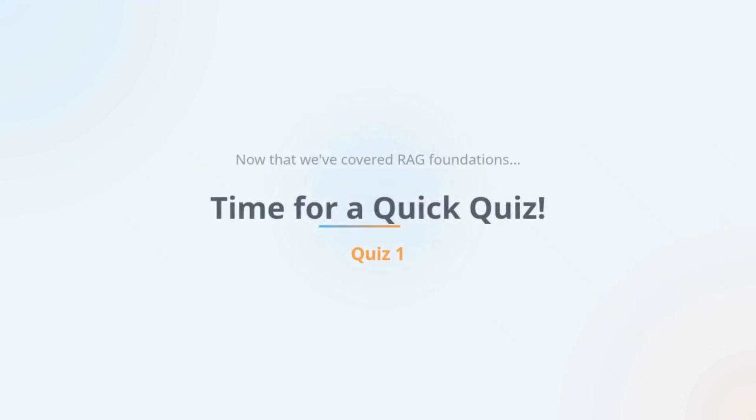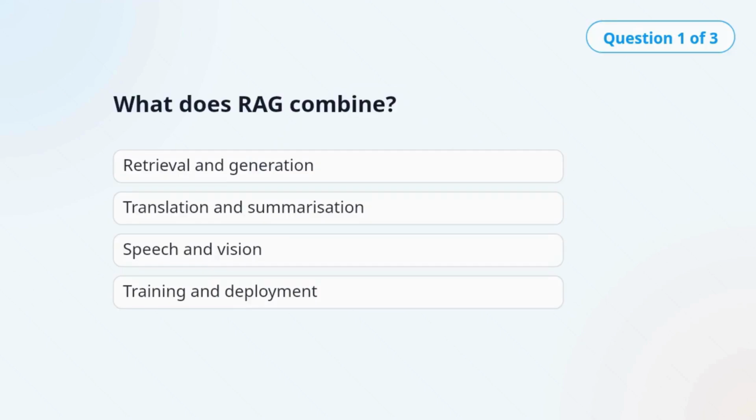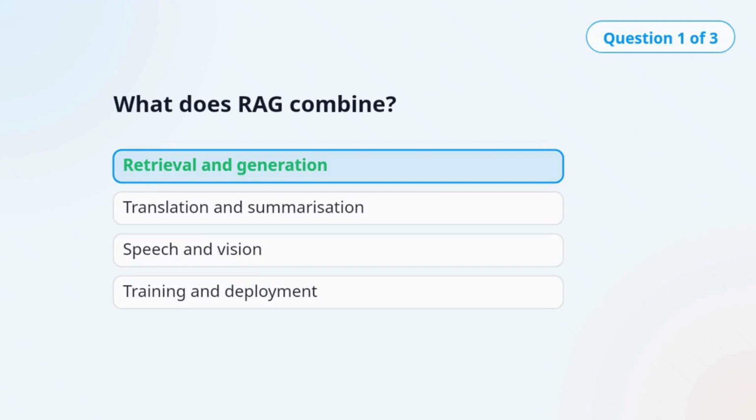Now that we've covered RAG foundations, let's test what we've learned so far. Here's quiz number 1. See if you can get it right. Question 1. What does RAG combine? The correct answer is retrieval and generation. RAG combines information retrieval with text generation, so the model can answer using relevant external context.